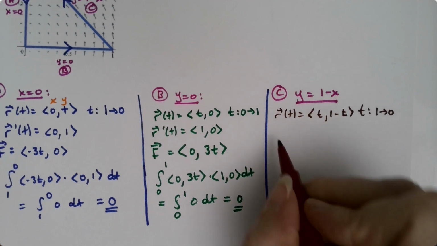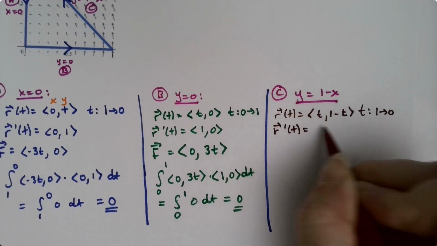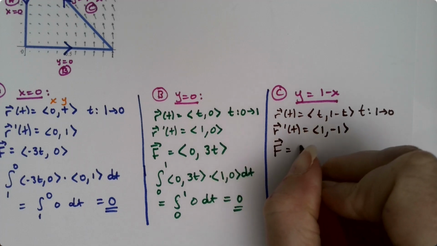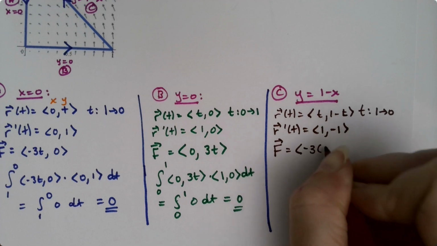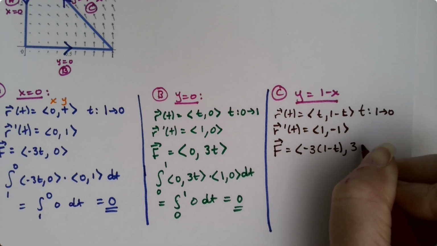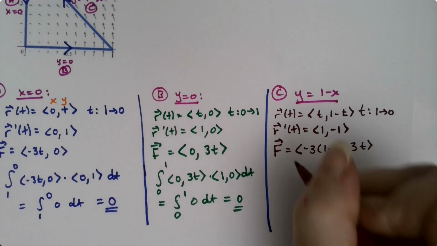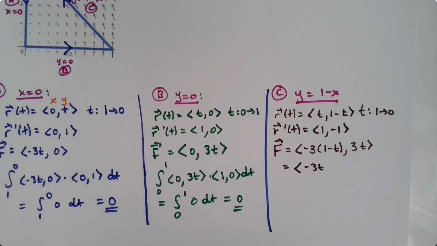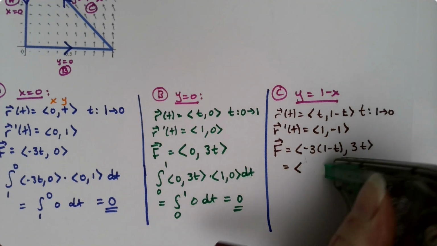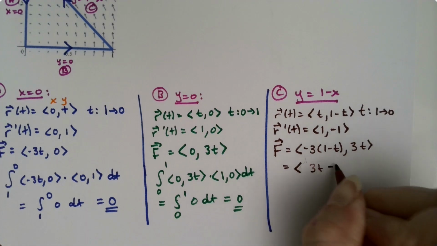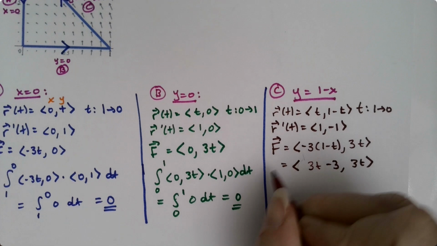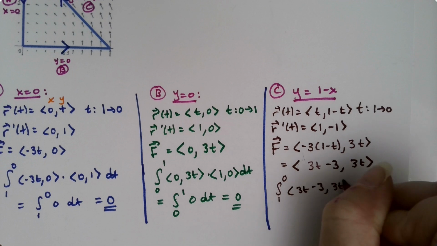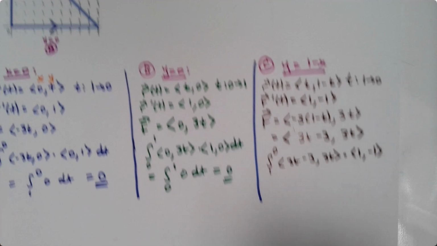All right, then r prime is 1, negative 1. F is negative 3 times y. So that's negative 3 times 1 minus t, and then 3 times x, which is 3t. Which I would rewrite as 3t minus 3, because I would distribute. Negative 3 times negative t is 3t minus 3. So we're going to integrate from 1 to 0, 3t minus 3 comma 3t, dot product with 1, negative 1, dt.